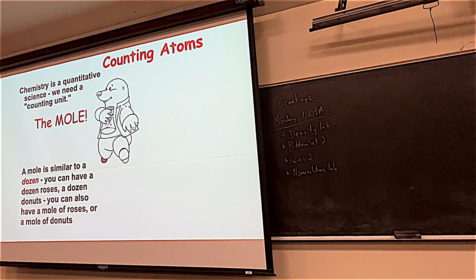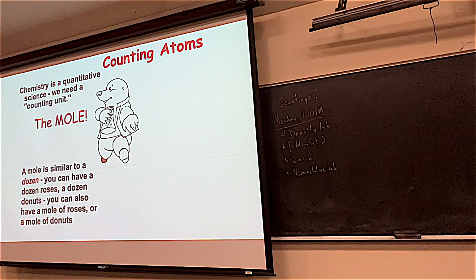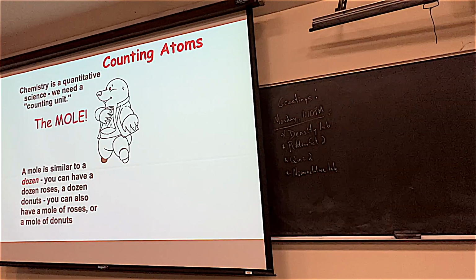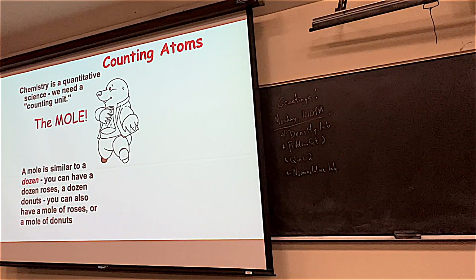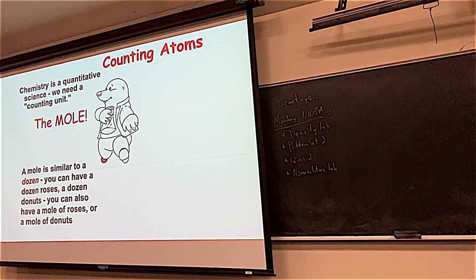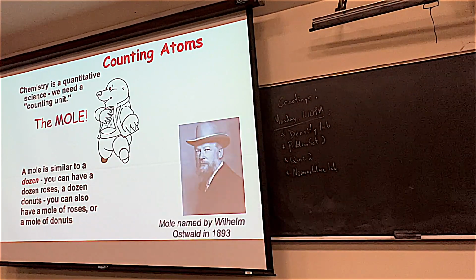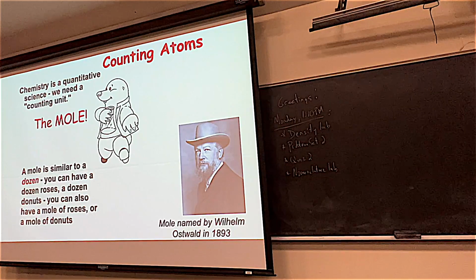Only in chemistry, instead of a dozen, it's called a mole, all right? So a mole is similar to the idea of a dozen. A dozen is always 12. Well, a mole has a value too. So if you can buy a dozen eggs, you could buy a mole of eggs, or a dozen roses, a mole of roses. But in my world, the mole is just a really big number.